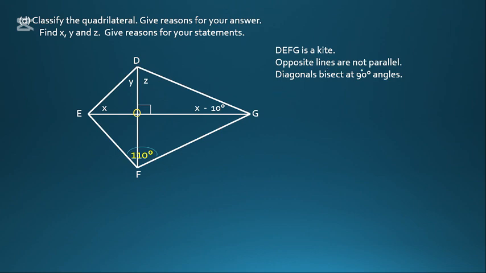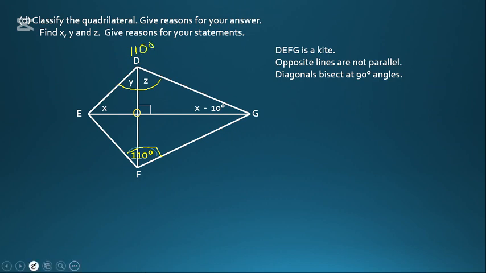Opposite lines are not parallel. You see these opposite lines? They are not parallel, or they're not even equal. They're not even marked equal. But very important, the diagonals bisect at 90 degrees. So I mark what I know. I know that the opposite angles, the two angles opposite this diagonal, the long diagonal, they are equal. There. Alright, so if this is 110, this D must be 110.